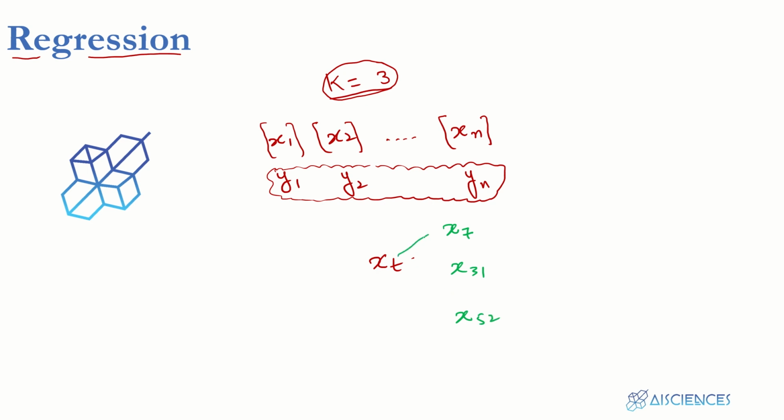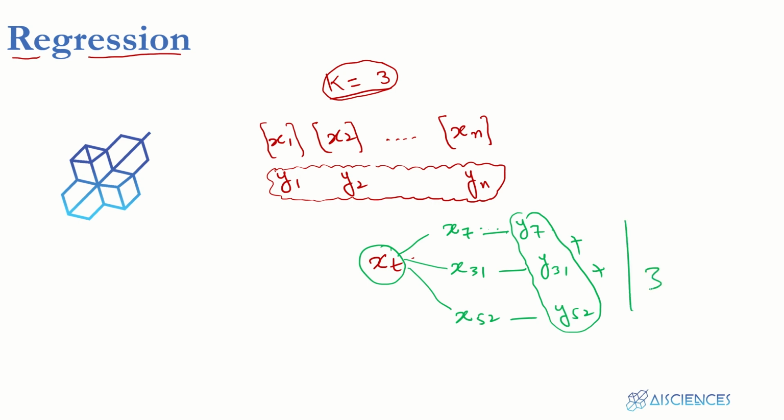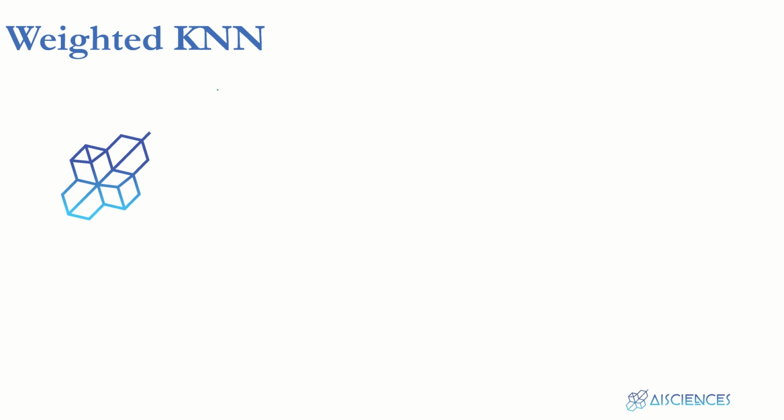Let's say these are the neighbors of xt with the corresponding y values as y7, y31, and y52. Then the y value for xt, one way to find it is just to average these values: add them all up and divide by 3, and you get the average value, which is the yt hat. So this is one way of extending the K nearest neighbor classification technique for regression. Finally, we talk about weighted KNN.